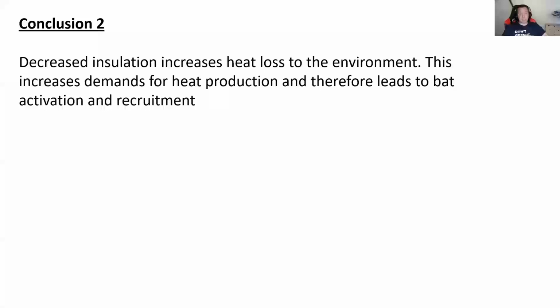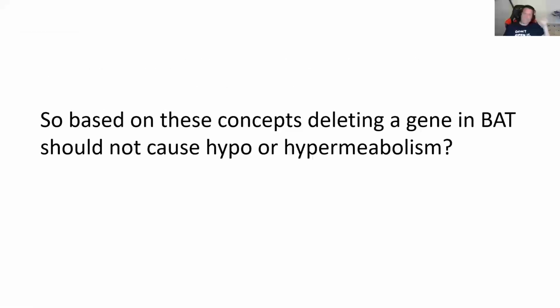So decreased insulation increases heat loss to the environment, and this increases demands for heat production and therefore leads to BAT activation and recruitment. Based on these concepts, it doesn't seem that BAT is the thing that regulates metabolic rate. It's the brain regulating the metabolic rate. So if we delete a gene in BAT, would that cause hypermetabolism, hypometabolism? We would argue not. The factors that determine your metabolic rate are your core temperature, your insulation, and the thermal gradient to the environment.